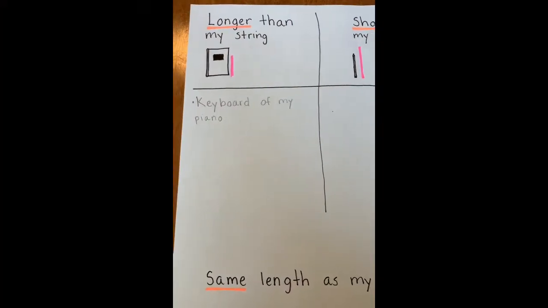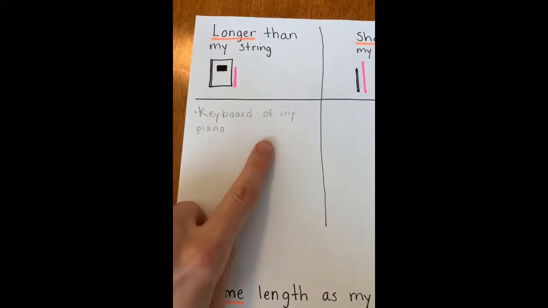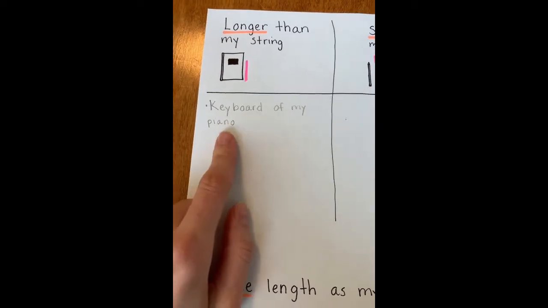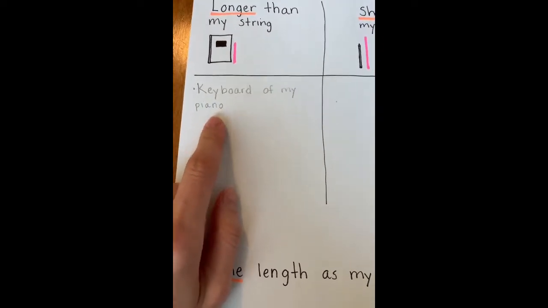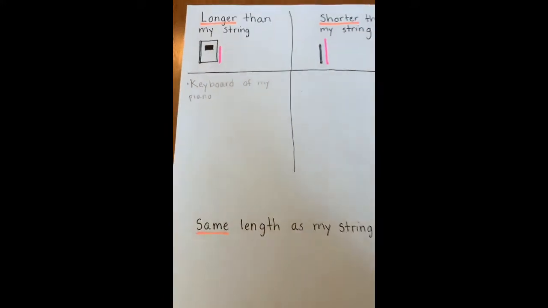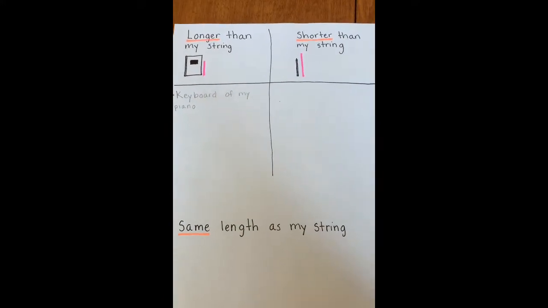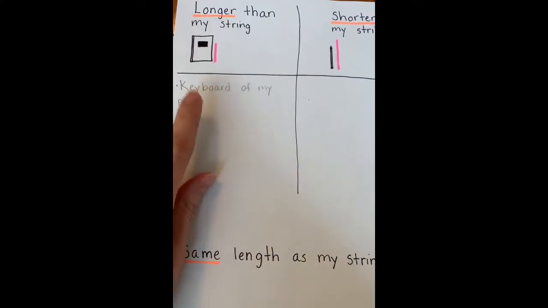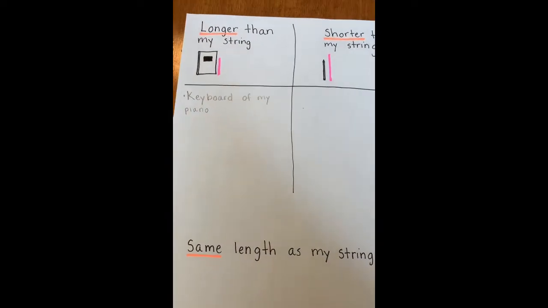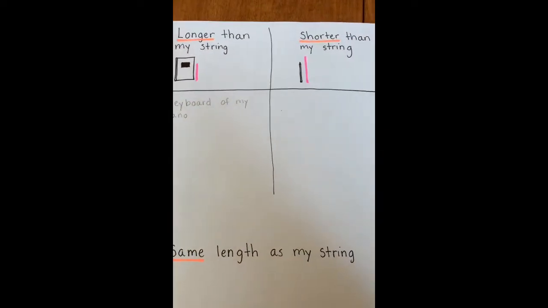Here I have recorded keyboard of my piano. And if you notice, I wrote in pencil. For the friends who are in 1A, they know that Miss Jackie B is all about writing in pencil, especially for math. All right, so let's find something else to measure.